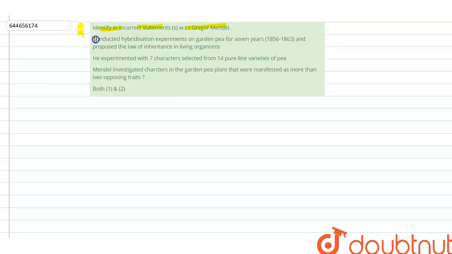Hello students, so today our question is: identify incorrect statements with respect to Gregor Mendel. So there are three statements with us. The first is, conducted hybridization experiments on garden pea for 7 years, that is 1856 to 1863, and proposed the law of inheritance in living organisms.